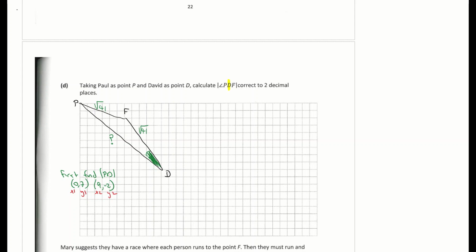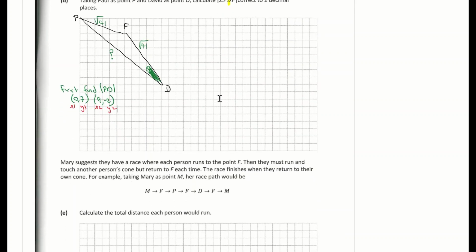We know our formula from the previous part, so it's the square root of x2 minus x1 squared plus y2 minus y1 squared. So that's giving me 9 minus 0, so x2 minus x1 all squared, plus y2 minus y1 all squared, within the square root. 9 minus 0 is 9, 9 squared is 81, plus minus 2 minus 7 is minus 9, all squared is a positive 81 again, and that is giving me the square root of 162, which simplifies down to 9 root 2. So I'm going to scribble out my question mark here and put in 9 root 2.